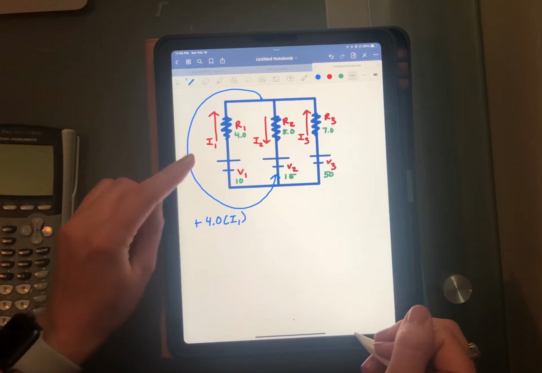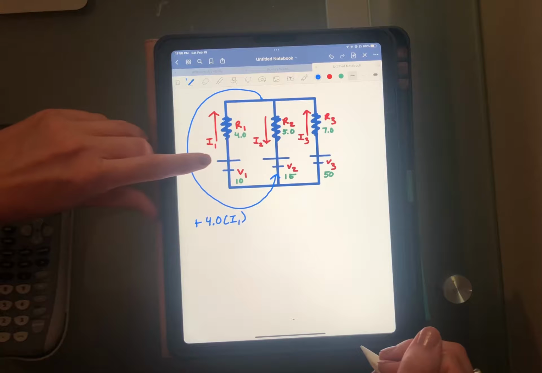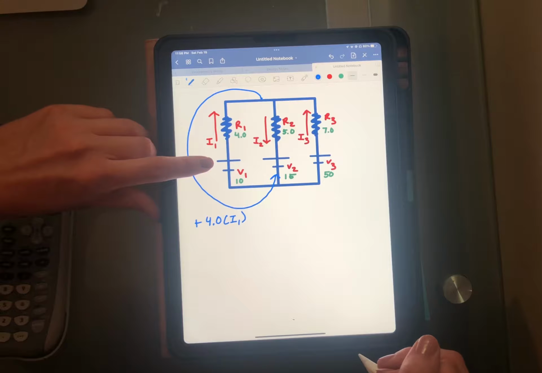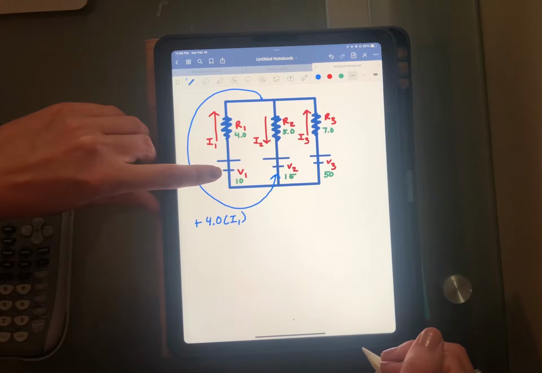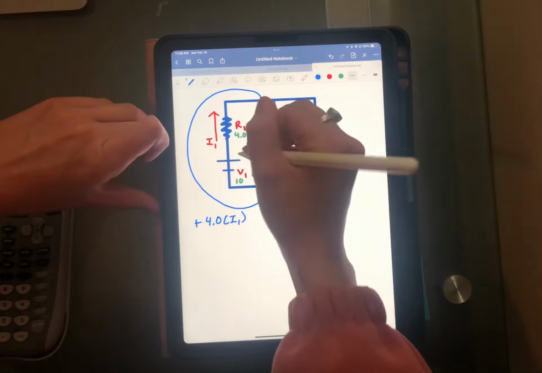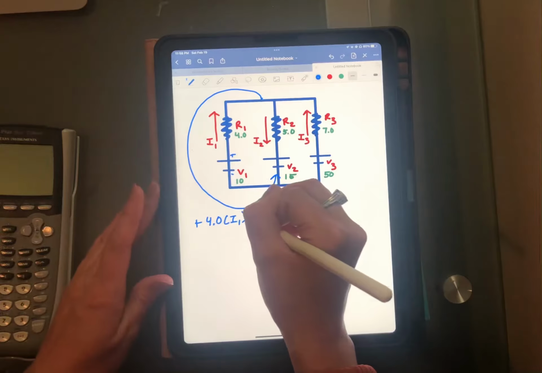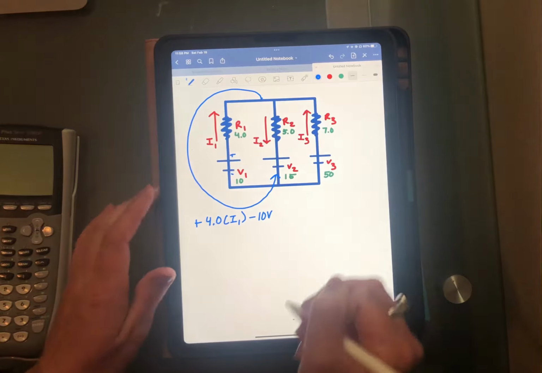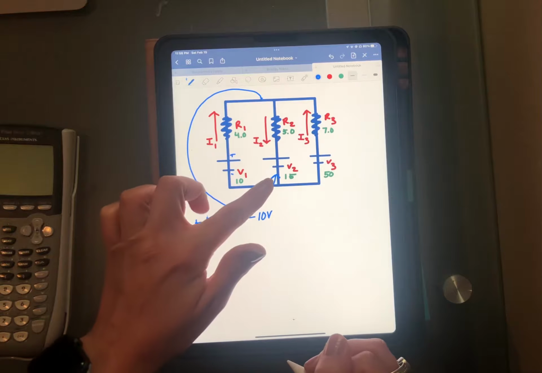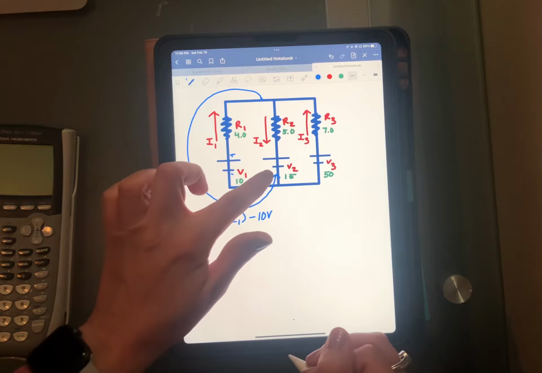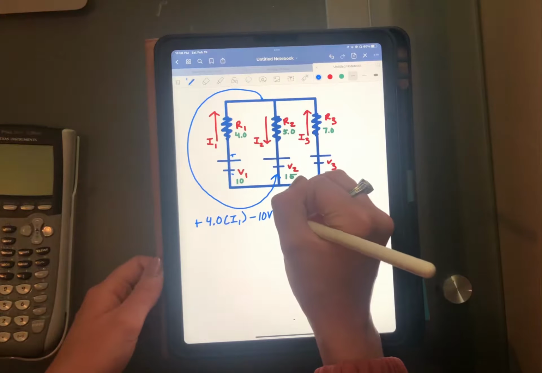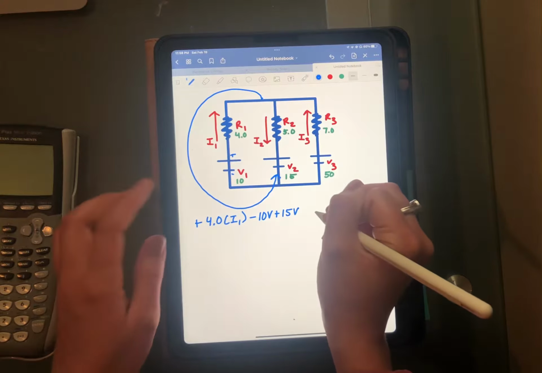Okay, moving on. Next we come across this battery. So the long side represents positive, the short side is negative. So we're going from positive to negative, so it stays negative. So we'll write -10V. We come around here. We come across another battery. We're going from negative to positive, so we'll write +15V.